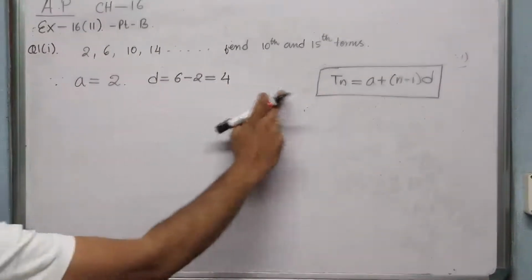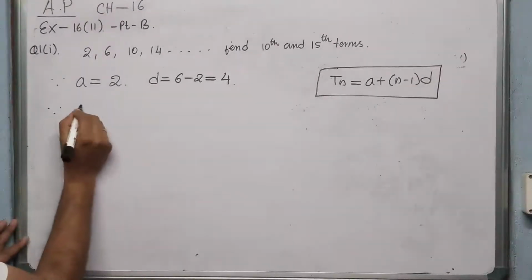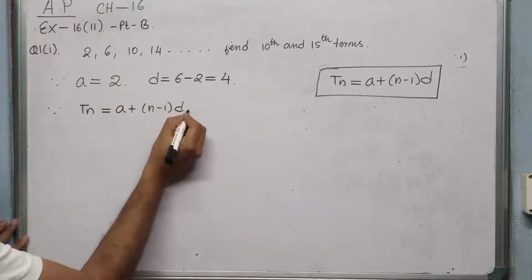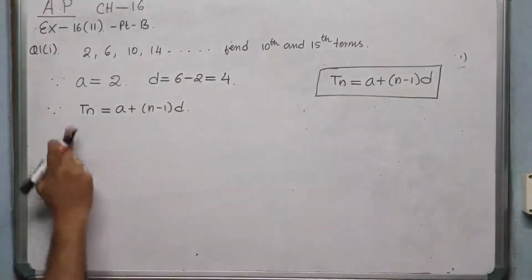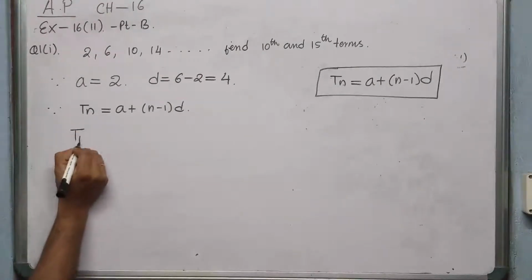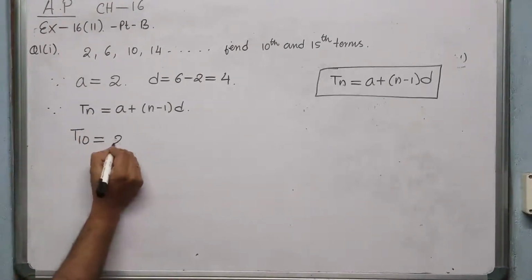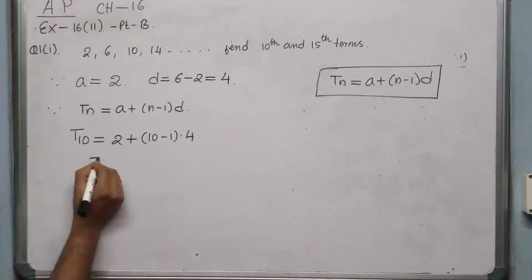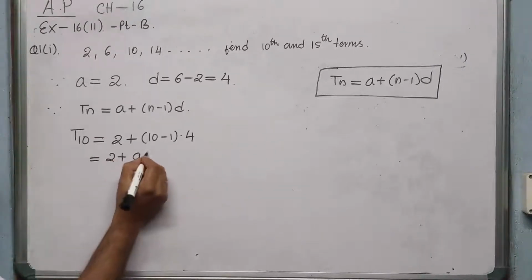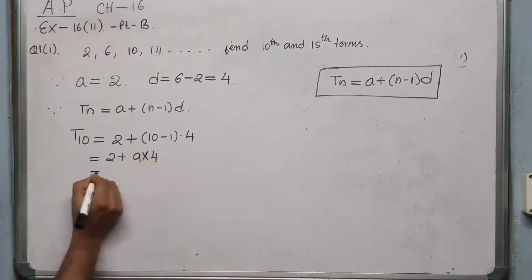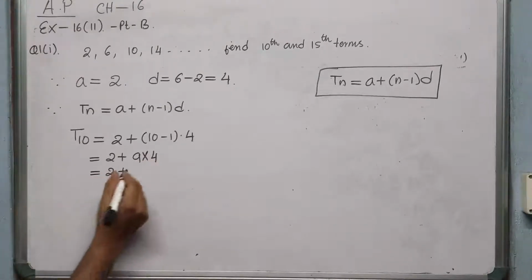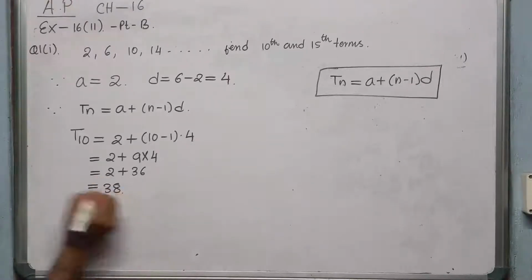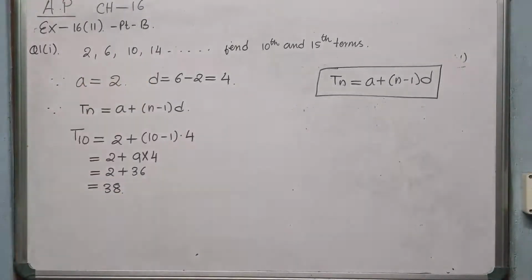After getting the first term and the common difference, what you have to calculate is the 10th term. We'll use this formula: Tn is equal to A plus (n minus 1) into D. In this case, 10th means the value of n is 10. T10 is equal to A, which is 2, plus (10 minus 1) into D, which is 4. That is 2 plus 9 into 4. Nine 4s are 36, and 36 plus 2 is 38. The 10th term of the series is 38.